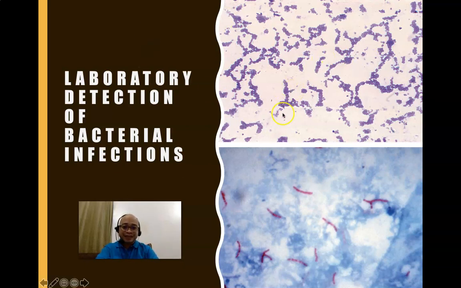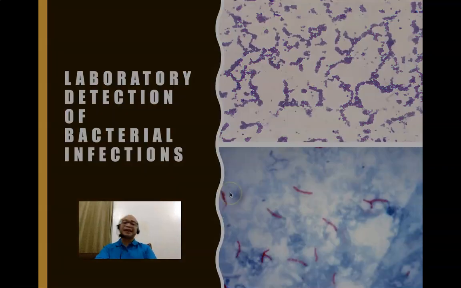So this is the Gram stain. You'll be able to see gram-positive cocci in clusters. And the illustration here is an example of acid-fast bacilli, stained with carbol fuchsin as the primary stain.